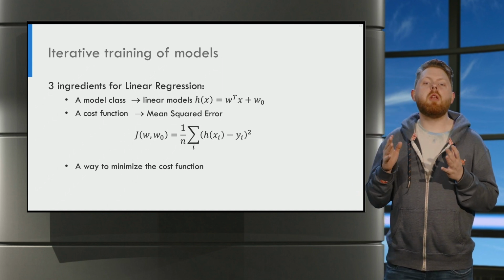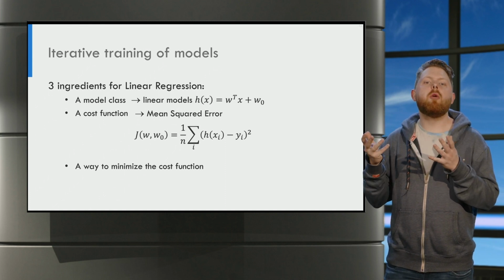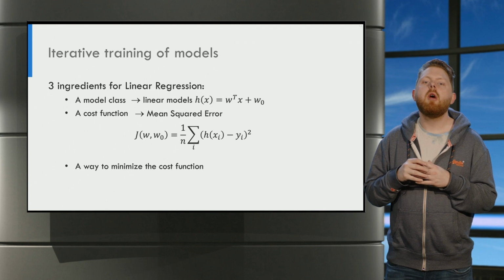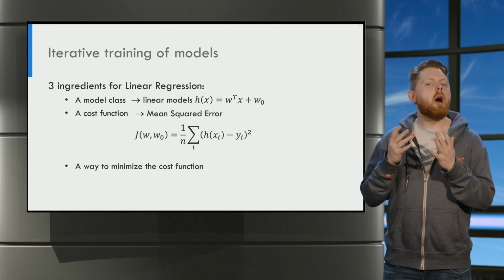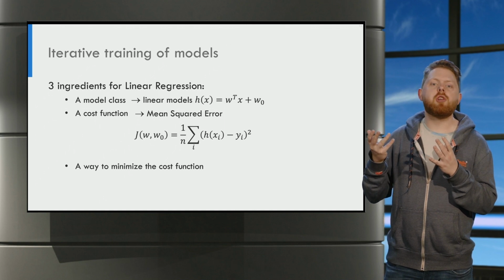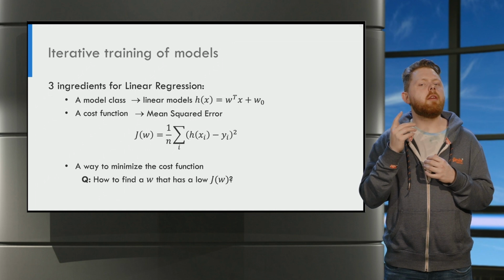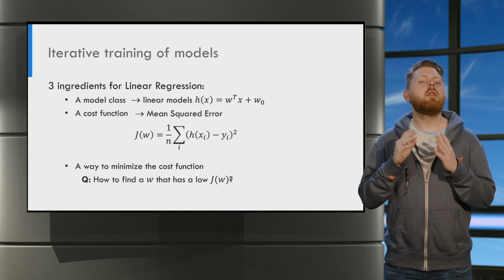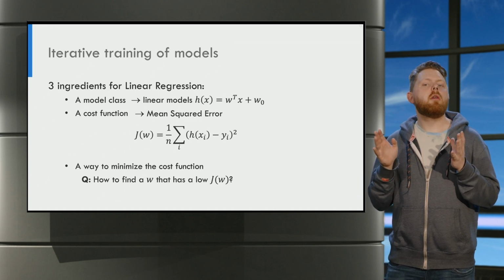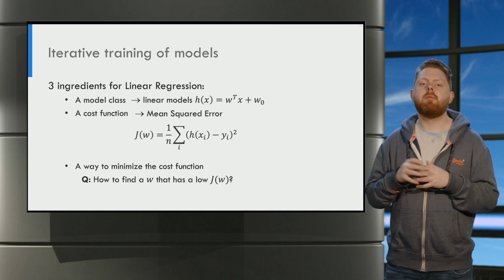The third thing we need is some way to find a linear model with a small mean squared error. In other words, somehow we need to find a W that minimizes the objective function J. How to find this W? Take a moment to think about it, pause the video, and then let's discuss the answer.